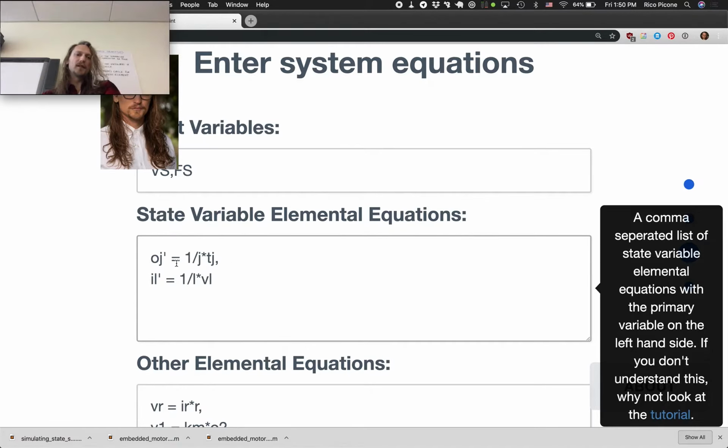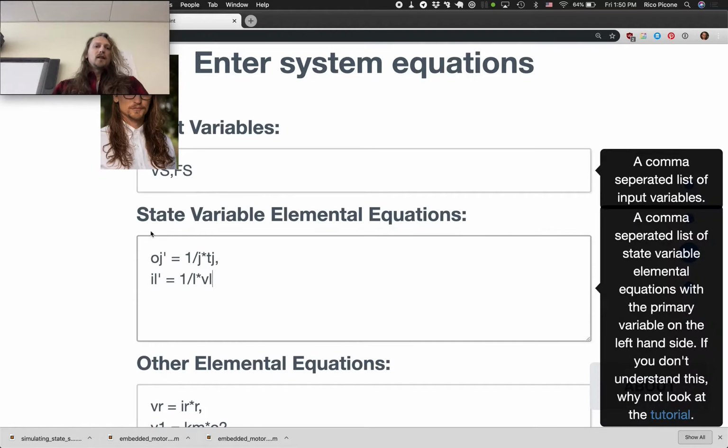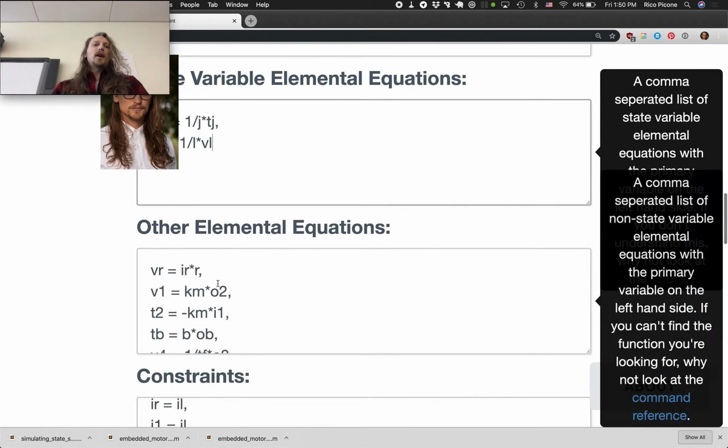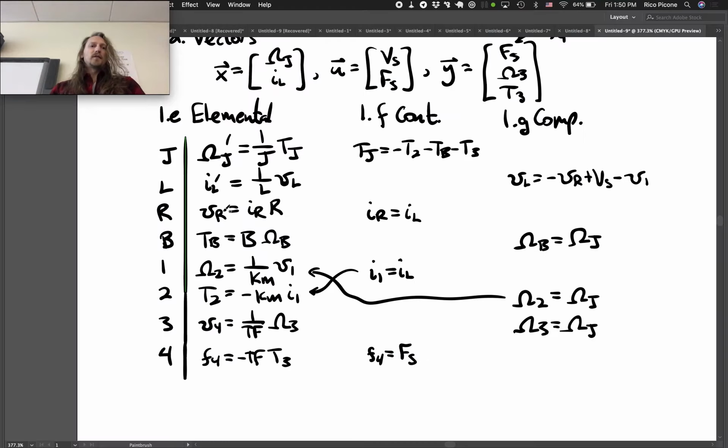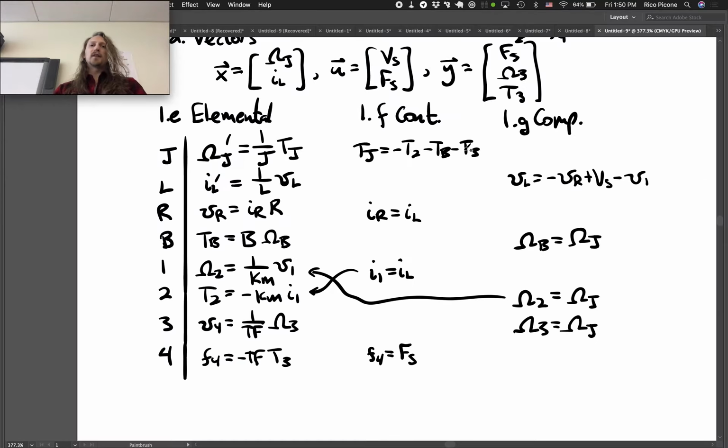So I have to input the state variable elemental equations, which are the elemental equations associated with the time derivatives of the state variables. Okay? So those first two that we wrote, for J and L. And then the other elemental equations are all the rest of these, R through 4. Then the constraint equations are the compatibility and continuity equations. Okay, so I just went down and wrote those all out.